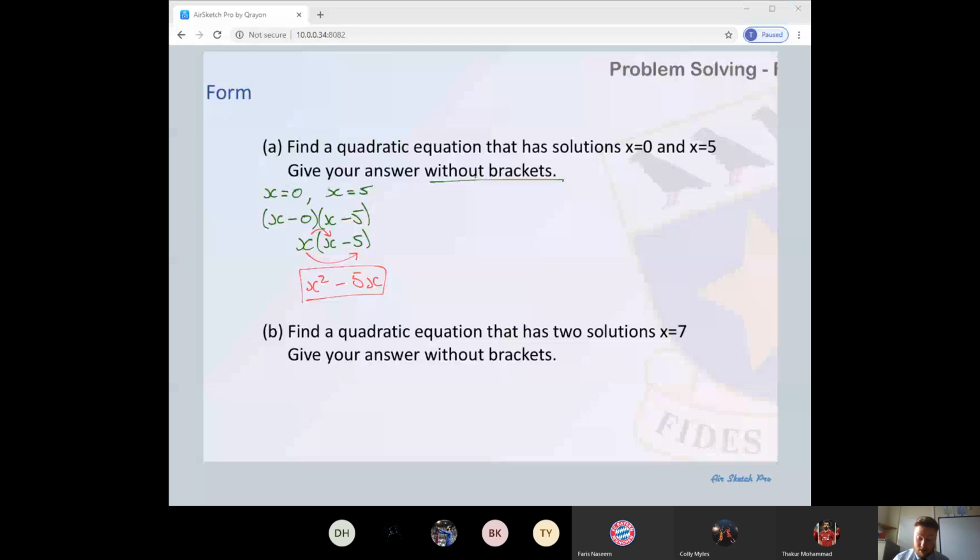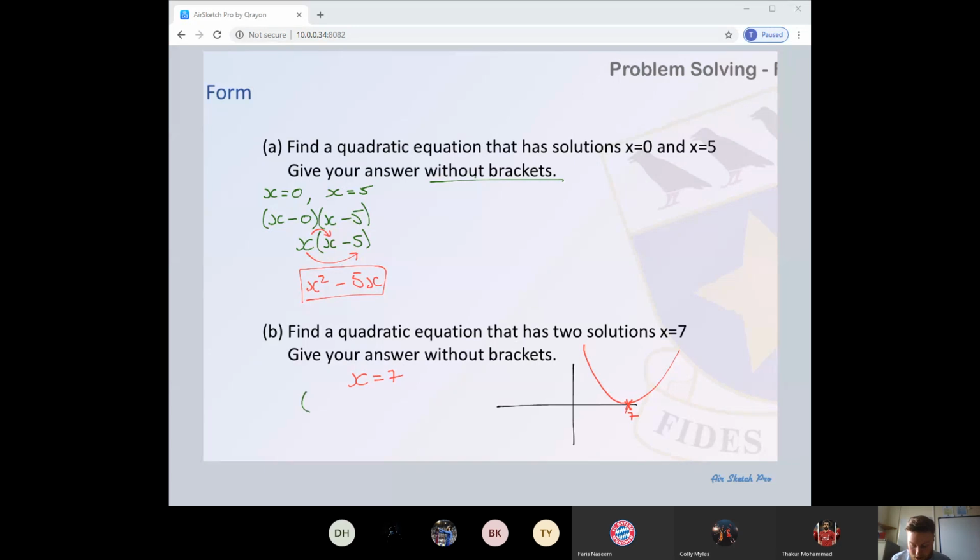We're going to do the same thing with the second question here. So part B, we've got two solutions that are x equals 7. What that means is x equals 7 is a repeated solution. So if you imagine we've got this as a graph, something like this, then it means that this part here, where x is equal to 7, it's going to be one of those repeated solutions. So it touches the graph but doesn't cross through it. Okay, so it's going to be the same solution twice.